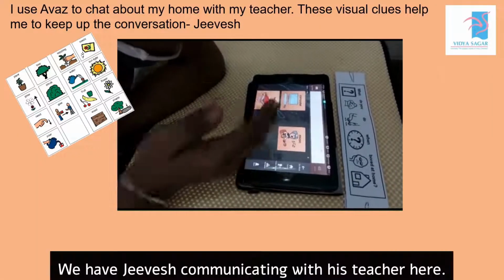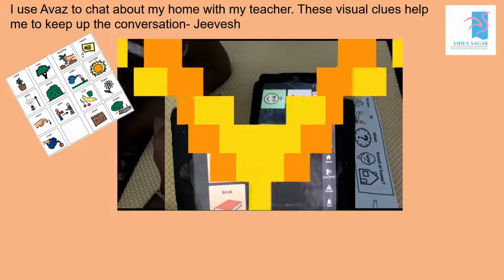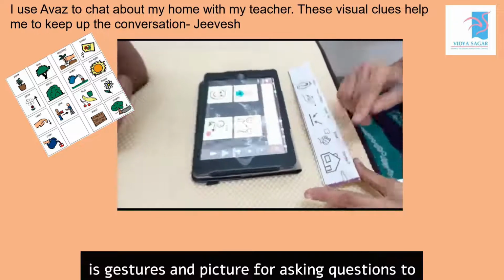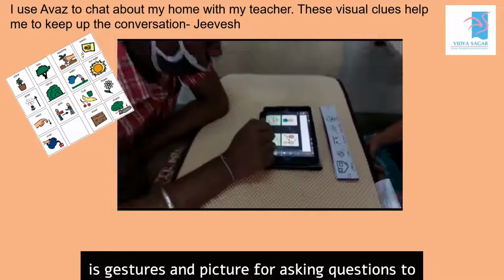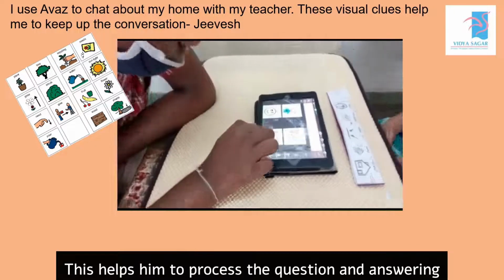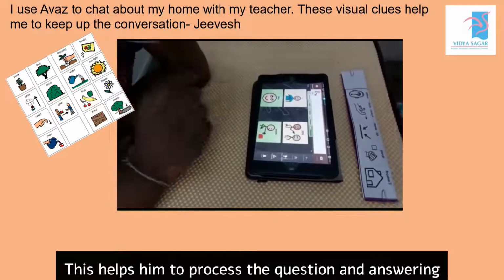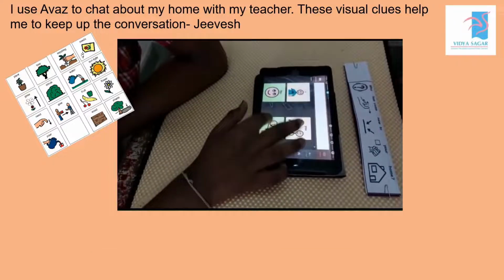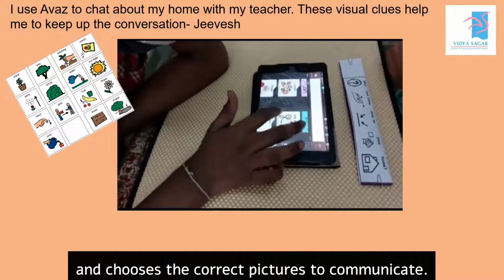We have Jeevesh communicating with his teacher here. The teacher uses total communication, that is gestures and picture, for asking questions to Jeevesh. This helps him to process the question and answer by using Avaz. He navigates the categories and chooses the correct picture to communicate.